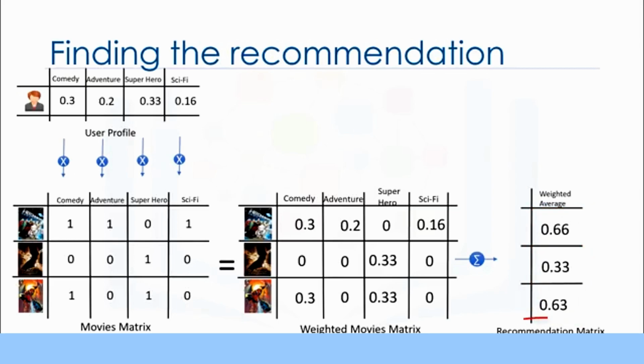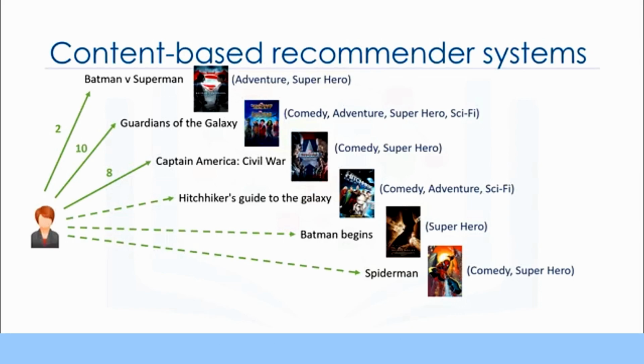In essence, it's our recommendation list, which we can sort to rank the movies and recommend them to the user. For example, we can say that The Hitchhiker's Guide to the Galaxy has the highest score in our list and is proper to recommend to the user. Now you can come back and fill the predicted ratings for the user.